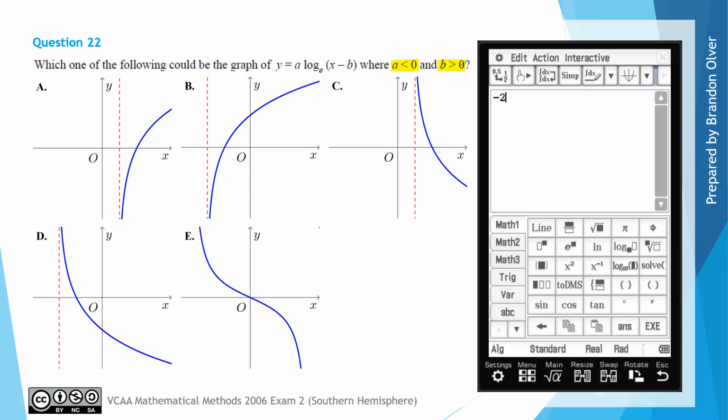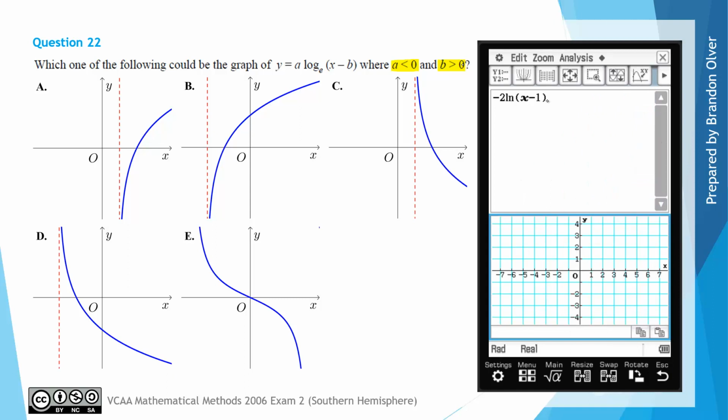And then we know that the rule was log natural, or log e, so we can use ln on the calculator, of x take a positive b value. So I could just pick a positive b value of, say, 1. And that could be one possible set of values of a and b, where a is negative and b is positive, that we can graph to see what it looks most like out of the five options.